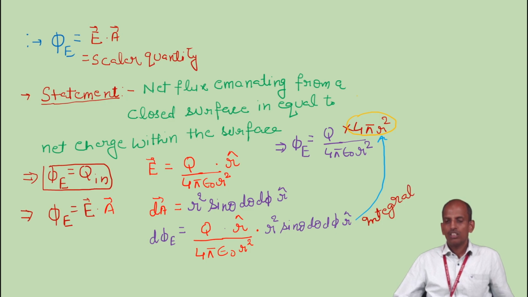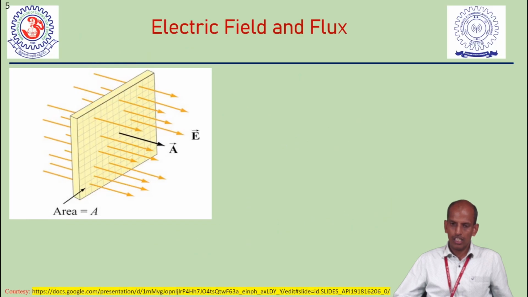Yes. So here one can see that this 4 pi gets cancelled out. So what I am getting is q over epsilon naught. This is the basic thing. It says that the surface integral of E dot ds is equal to q over epsilon naught.